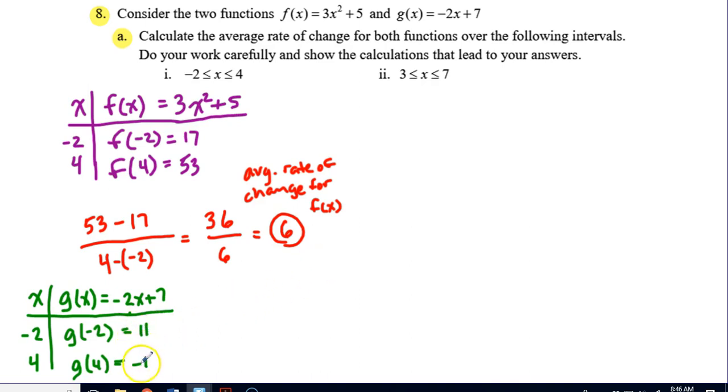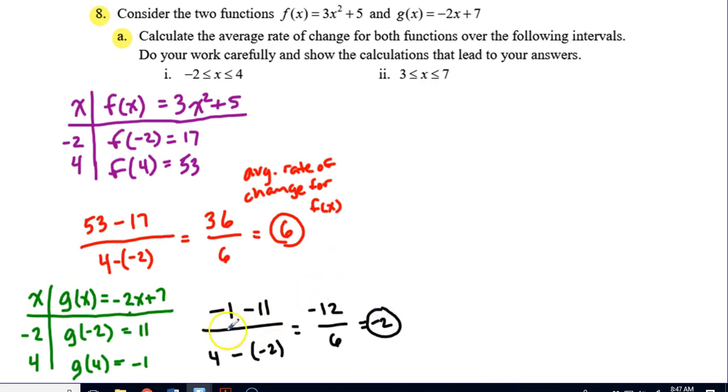So again, we'll call this our second point. So y2 minus y1, -12, over x2 minus x1, 6. Okay, and it came out -2. That should be no surprise to you because the slope is -2 of this linear function, right? Okay, and I'm guessing you could probably figure out how to do this second one given a little bit more time.